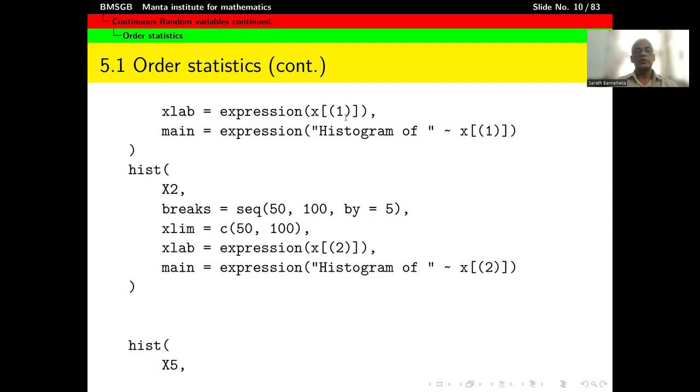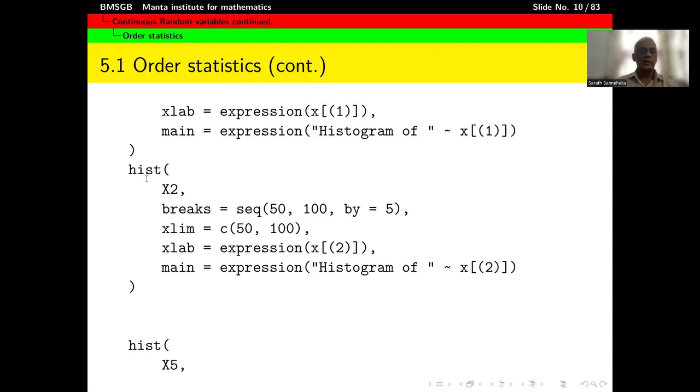Label of X, I want to write it as X subscript 1. So in order to get the subscript as in the label of the x-axis, I'm using this method called expression. And similarly, I want to put the main title. I want to have a histogram of x1. So this is the command that I use.